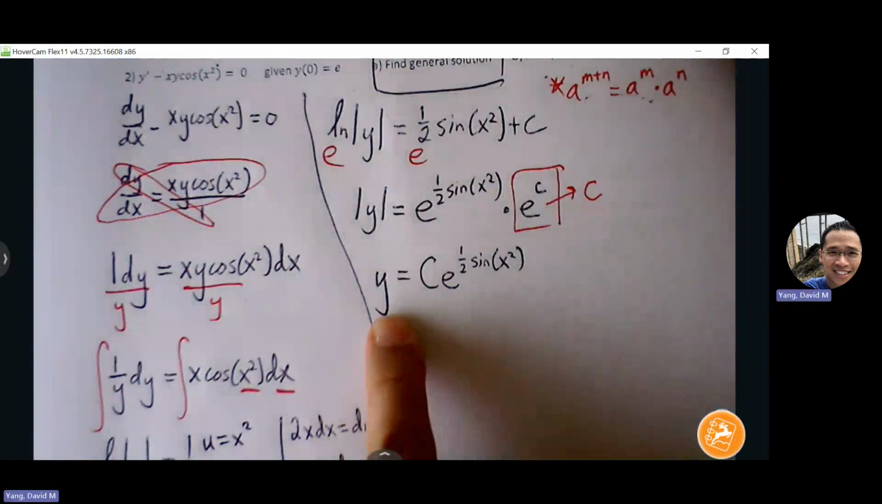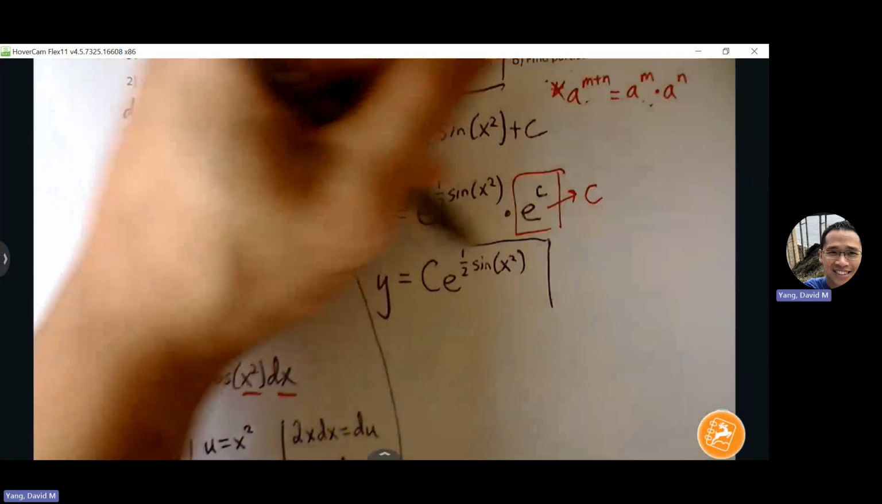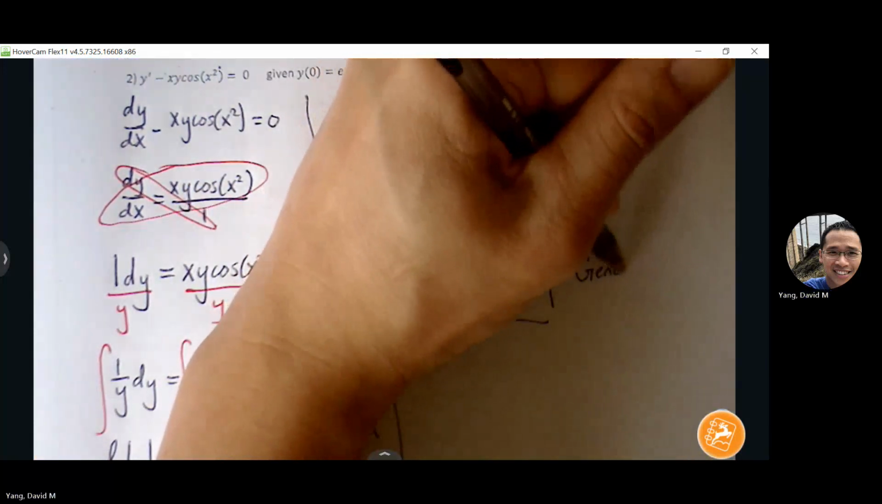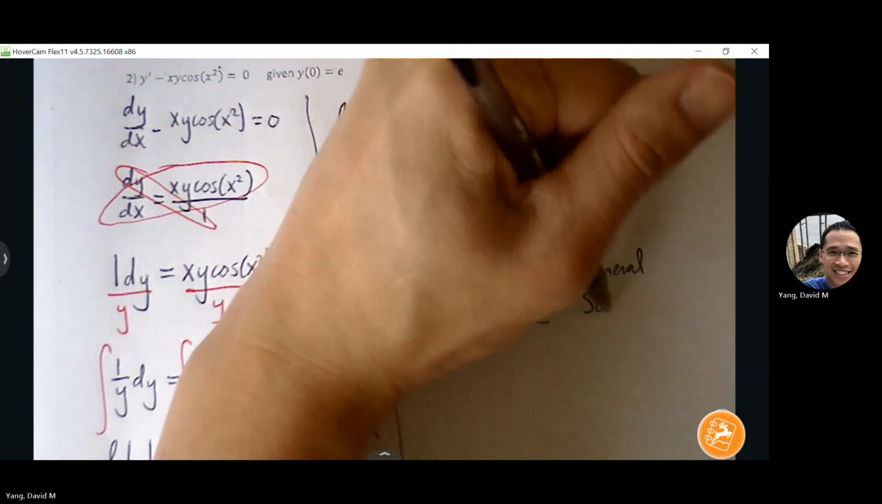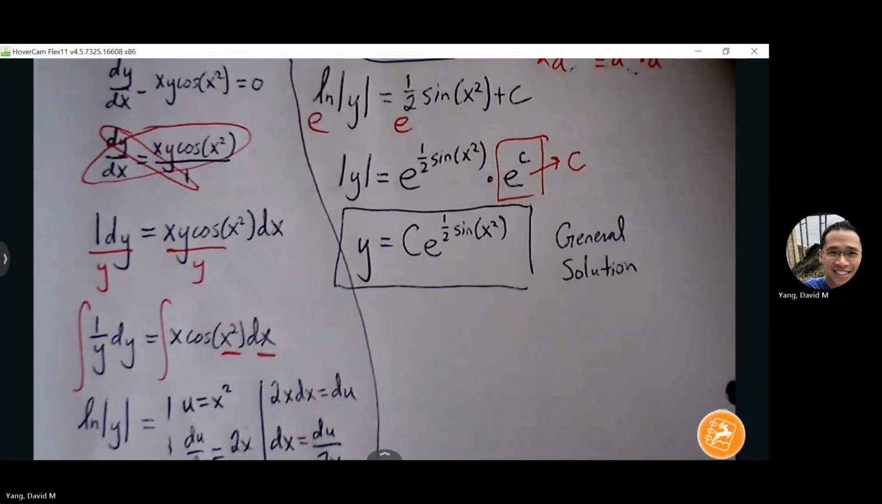Okay, we have the equation solved for y. We have c cleaned up. So this is part A. This is our general solution. All right, any questions so far?